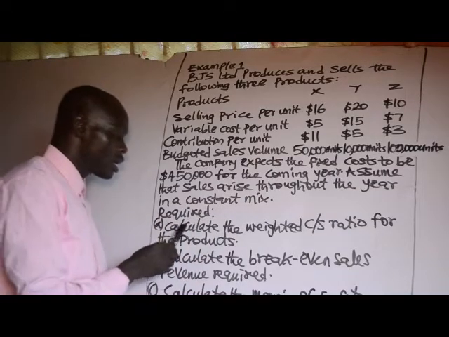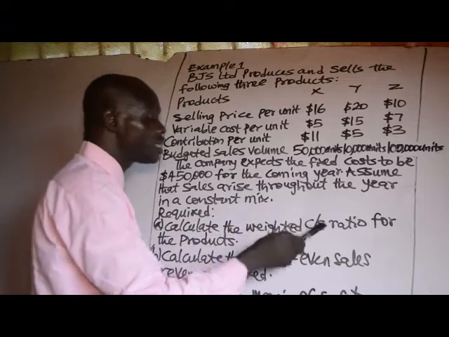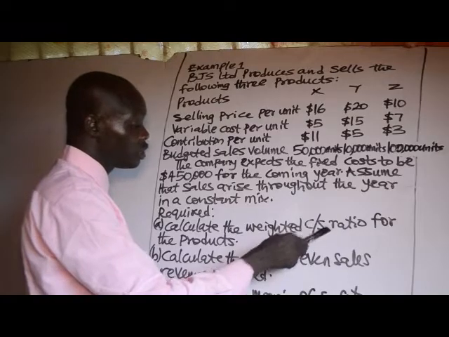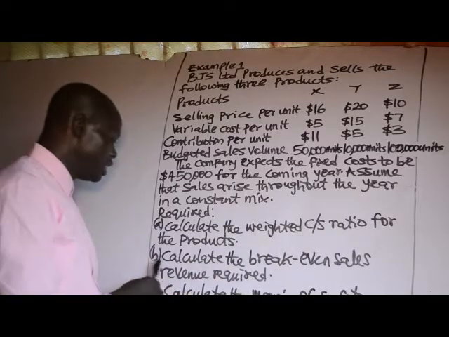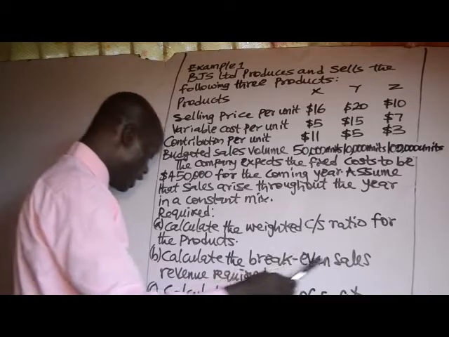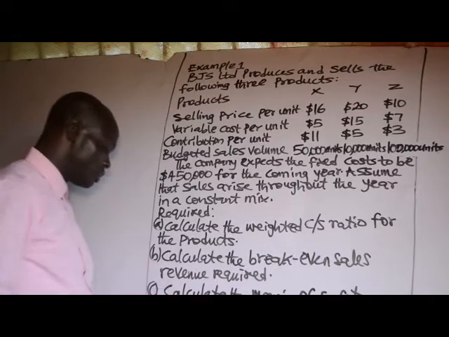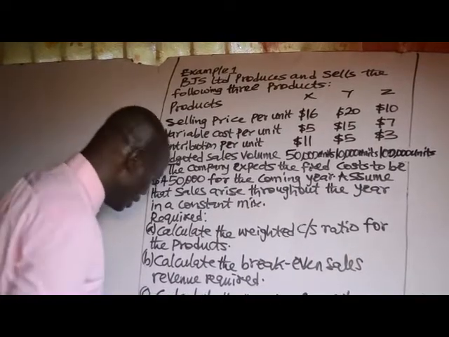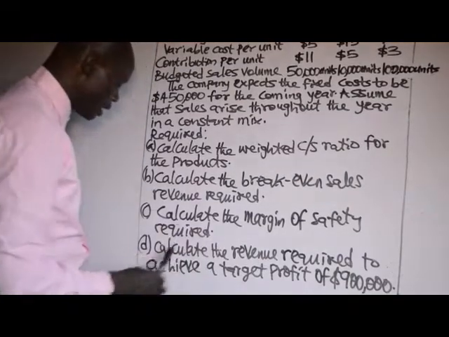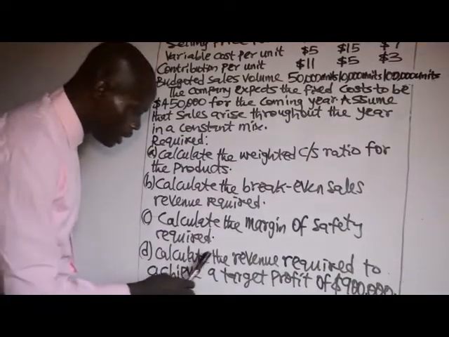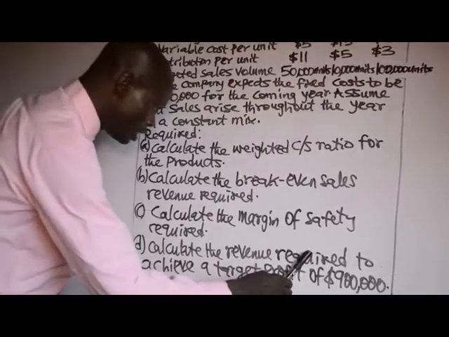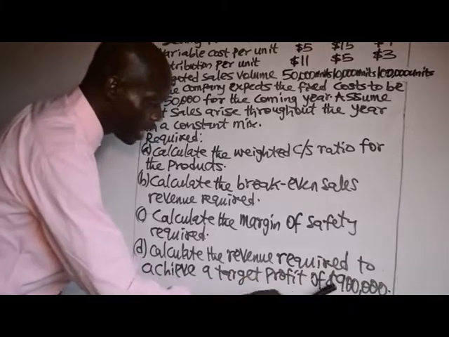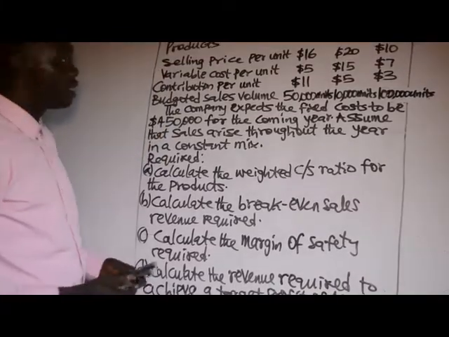Required: A. Calculate the weighted CS ratio for the products. CS ratio, that is contribution margin ratio. B. Calculate the break-even sales revenue required. C. Calculate the margin of safety required. D. Calculate the revenue required to achieve a target profit of $900,000. So that is the question.